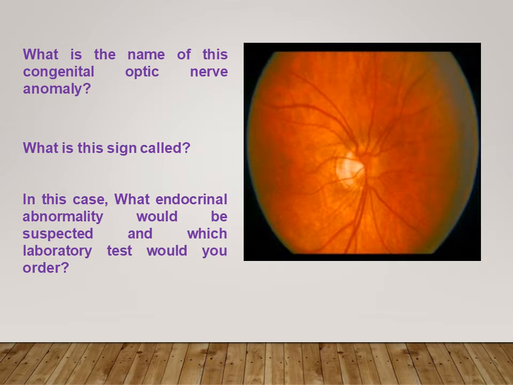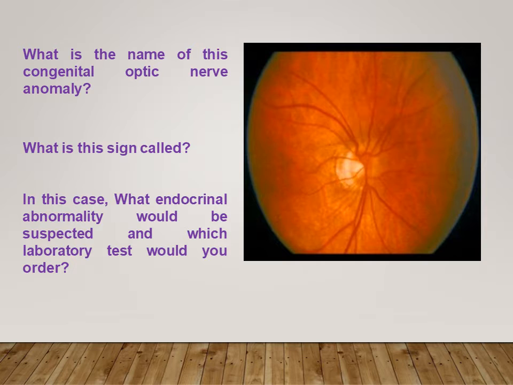This is a fundus photo of a 2-year-old male patient complaining of strabismus. What is the name of this congenital optic nerve anomaly? What is this sign called? In this case, what endocrinal abnormality would be suspected and which laboratory test would you order?